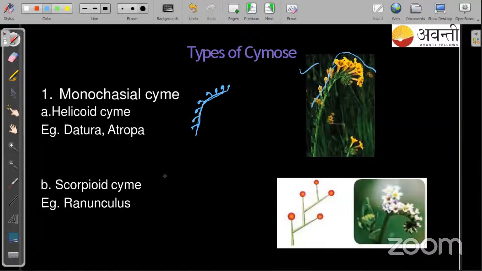Next is the scorpioid. In case of scorpioid, the development of flowers, or the development of lateral branches, we can say, is in a zigzag manner. So this is the development of different branches, like that, and these branches are in a zigzag manner. But in case of helicoid, there is only one-sided development of flowers. So these are the different types of monochasial cyme.